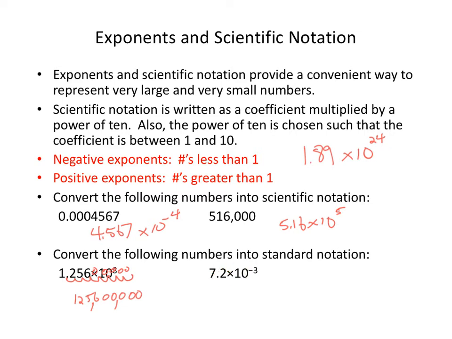And then in this case, I have a negative exponent, so I want this number to be smaller than 1, so I want zeros out in front, so I need to move the decimal place in this direction. 1, 2, 3. And so 0.0072 would be that number in standard or conventional notation.